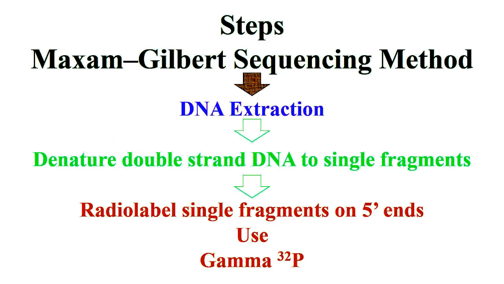Maxam-Gilbert sequencing method. Initiate by DNA extraction, and denature double-strand DNA molecule to single fragments, and radiolabel single fragments on 5' ends using gamma-32P, as mentioned in next slide.